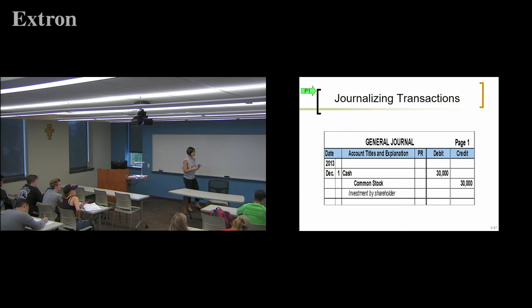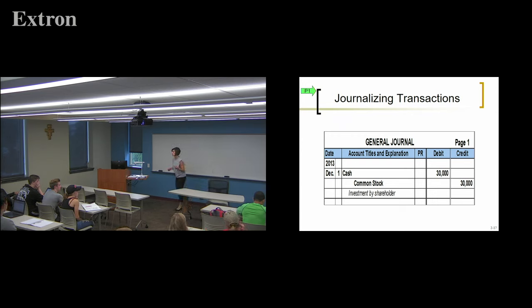So when we look at what we learned in Chapter 1, which was identifying the accounts that are affected and then determining whether those accounts increase or decrease, we then add what we learned in Chapter 2, which was, okay, well, what does an increase to an asset translate to? It translates to a debit. What does an increase to common stock translate to? It translates to a credit. And so we have applied our rules.